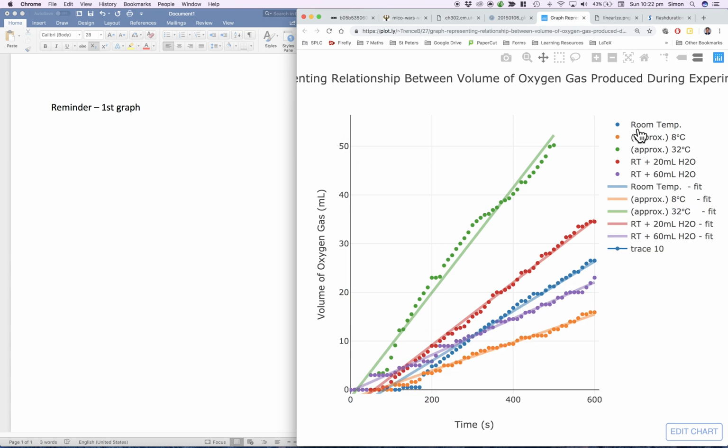All right, and then they got a little legend here to tell you what the colors mean. So room temperature is the blue line. And then we got cold temperature, which is the orange one. So it's at 8 degrees Celsius. Green one is hot temperature. All right. And there's other ones. RT, I think, is their abbreviation for room temperature. So room temperature plus a bit of water, room temperature plus a bit more water.